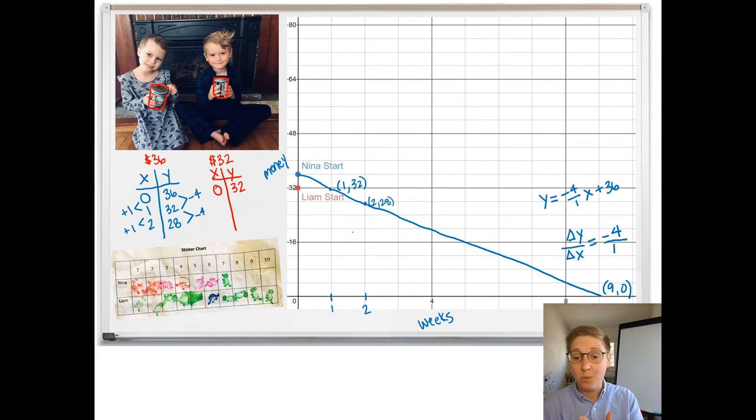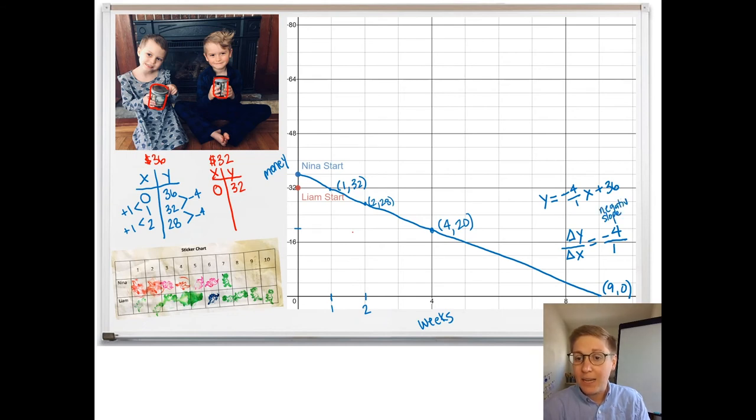I could test this equation at any point on my line. Let's say I looked at 4 weeks. If I put 4 weeks into my equation, negative $4 a week times four is negative 16. Negative $16 is what she spent, plus 36. Negative 16 plus 36, that's 20. So I can look here on my graph, and sure enough, there's 20. So her line has a negative slope. Her slope is negative because she's spending money.